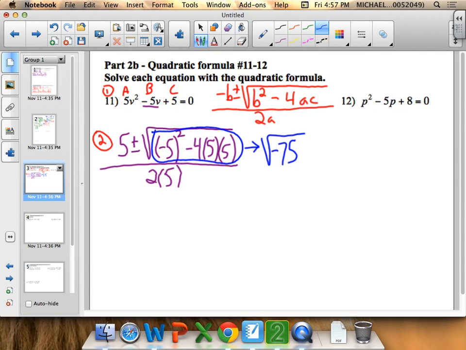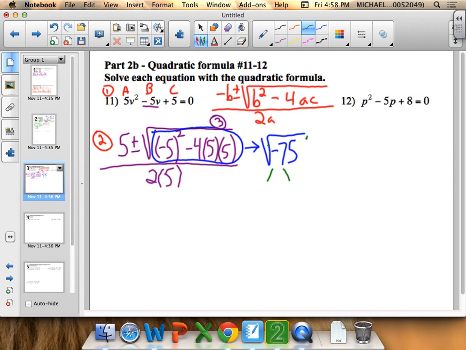So, at this point, that was my third step technically. At this point, I have to consider, we'll do it in green, my new radical. Is it a perfect square? Square root of 75 doesn't break down to a whole number, so no, it is not. I have to factor it, factor tree it.